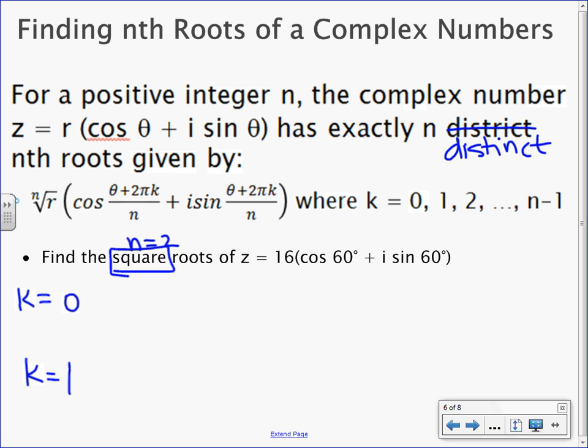So for when k equals 0, we have the square root of 16 times the cosine. We are going to take 60 degrees plus, since we're in degrees, 360 times k, which is 0. And then we're going to divide that by n. So what's our angle really?